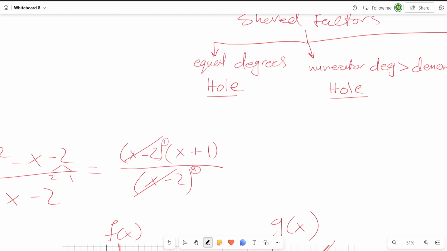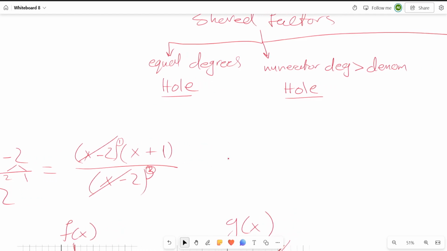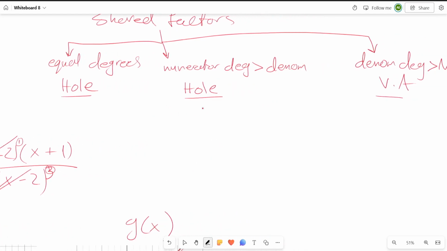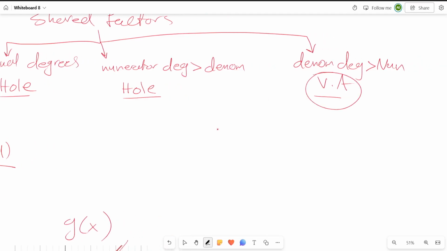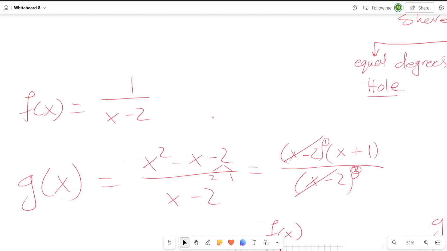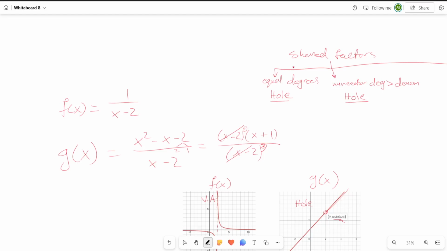If the denominator, let's say, was to the power of 3, that means that the denominator degree of the shared factor is greater than the numerator, so we will have a vertical asymptote. This is basically the rule that we will follow from now on, and there is nothing more you can know.